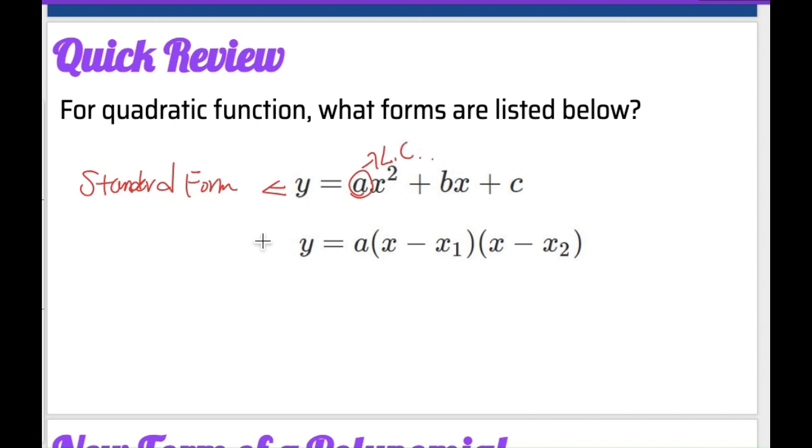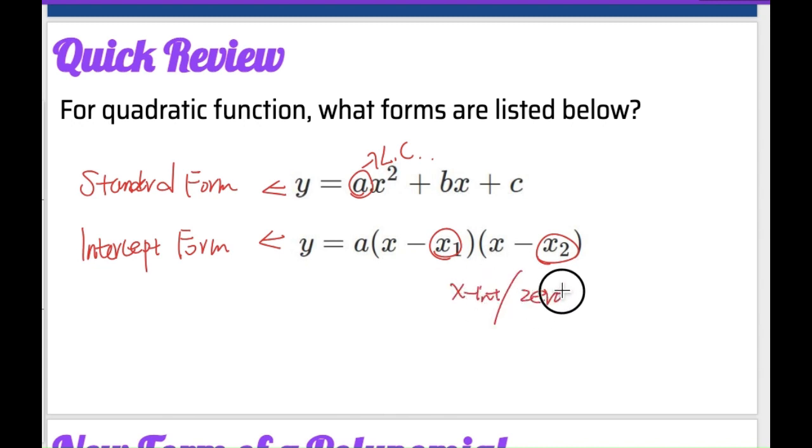And the second one is more important, linked to the lesson today. This one is called intercept form. And the reason we call that, because these two values actually link to the x-intercept. We also call them zeros. We also call them roots. They are all the same idea. So today we are going to extend this idea into the polynomial, because as we know, quadratic function is actually a special polynomial with degree of 2.